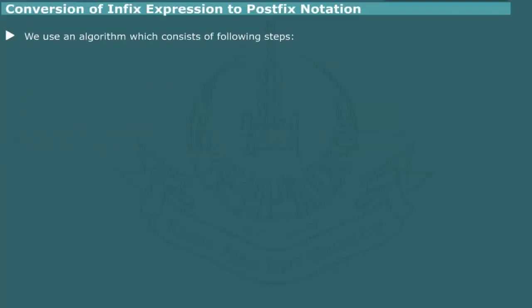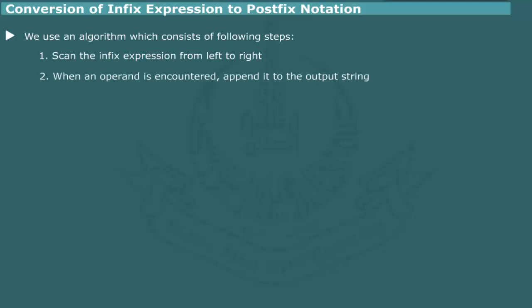The conversion algorithm consists of the following steps. Number 1. Scan the infix expression from left to right. Number 2. When an operand is encountered, append it to the output string for postfix representation. Number 3. Push each left parenthesis onto the stack.